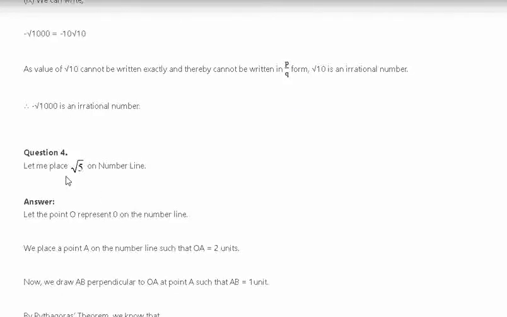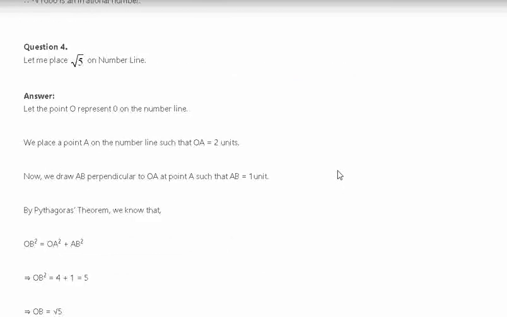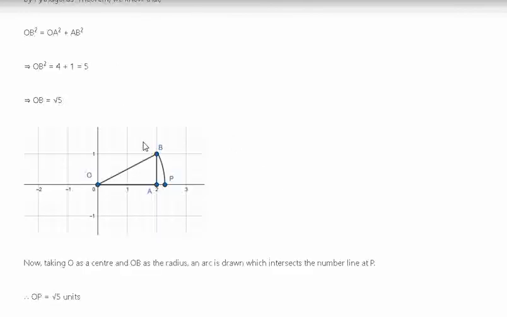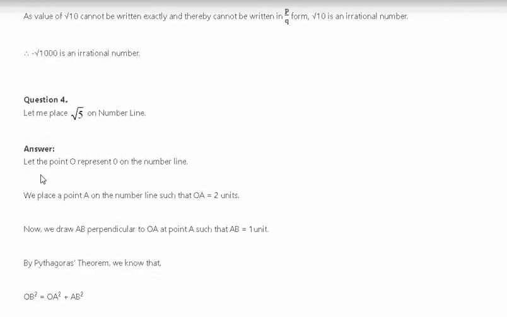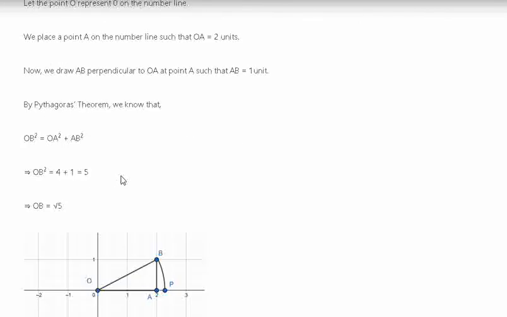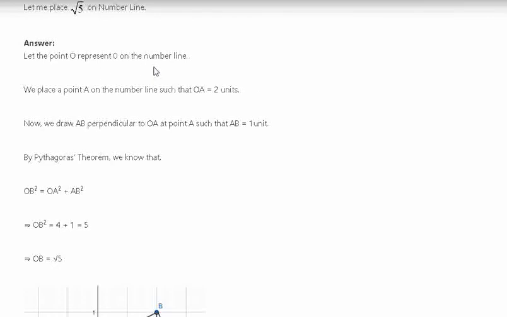So question number 4. Let me place root 5 on a number line. We know about the number line previously, so it is very easy. Let's see how we should put root 5 on a number line. So guys, here we see, let the point O represent 0 on the number line. At first I will explain and thereafter I will show you the number line.